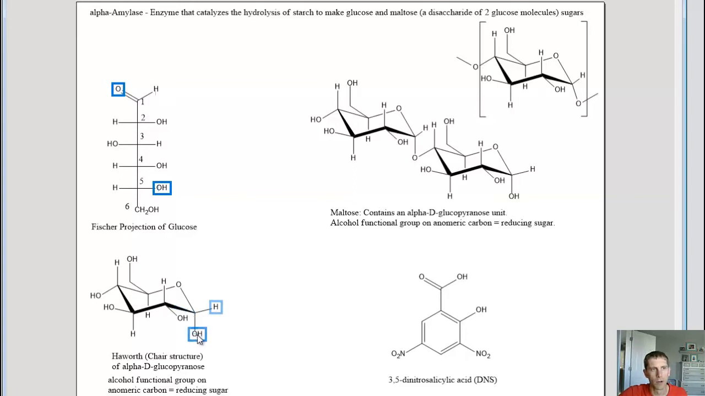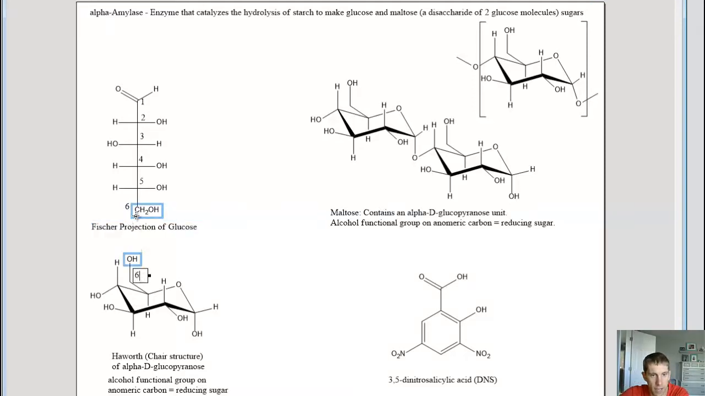So let's take a second and just number all the carbons on this chain to see if it matches up with the chain that we have above. So we've got carbon number 1 through 6. Carbon number 6 is the CH2OH, so that is this carbon right here.